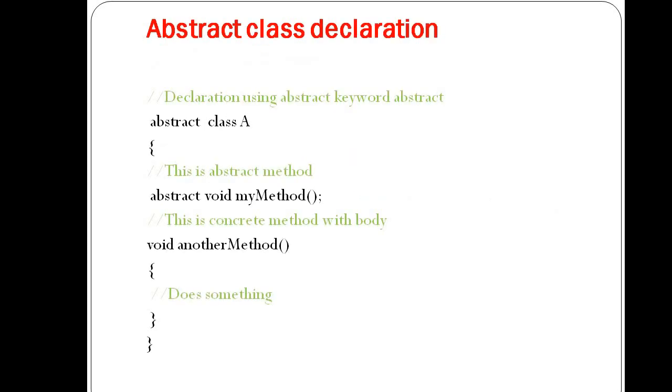Now next is abstract class declaration. So guys, this is the way to declare an abstract class. Here we are using the abstract keyword to declare an abstract class. Inside the abstract class, we define two methods, myMethod and anotherMethod. myMethod is an abstract method and anotherMethod is a concrete method, you can say a normal method. So you can define the method definition over here.